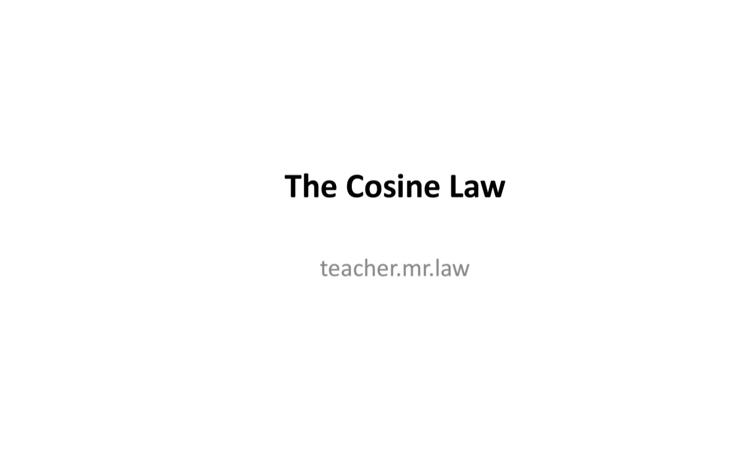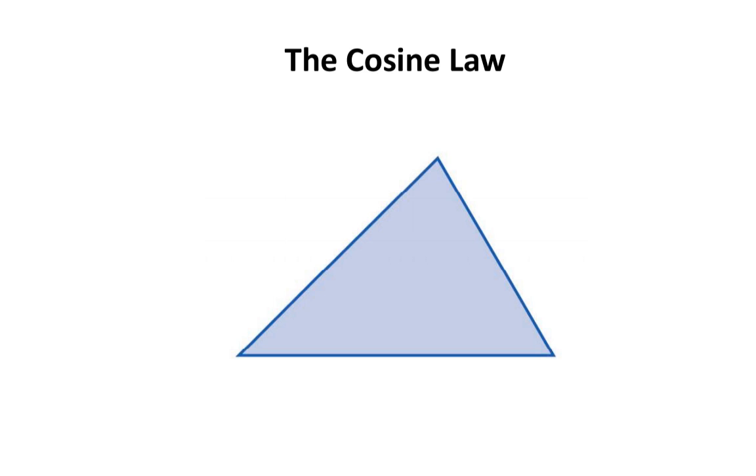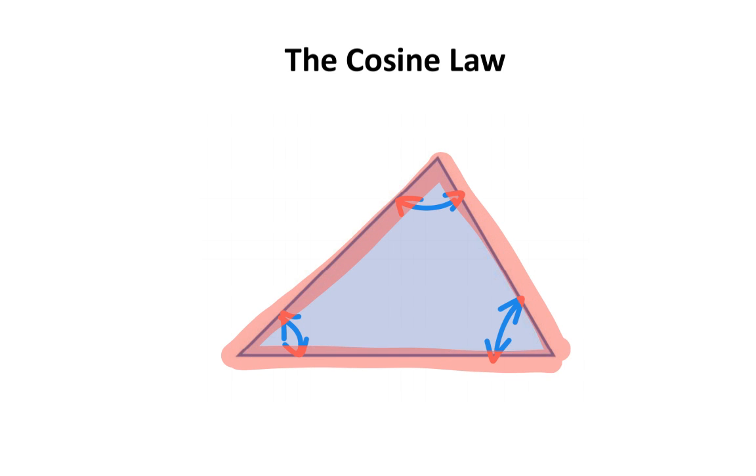In today's lesson, we'll be learning about the cosine law. The cosine law is similar to the sine law. It can be used to find unknown angles such as this one, or this one. It can also be used to find unknown sides. It can be used to find the length of this side, or this side.